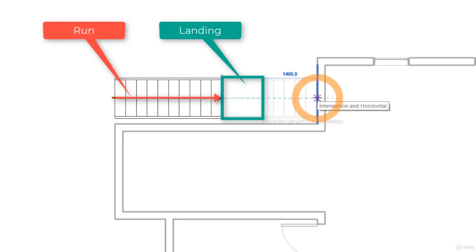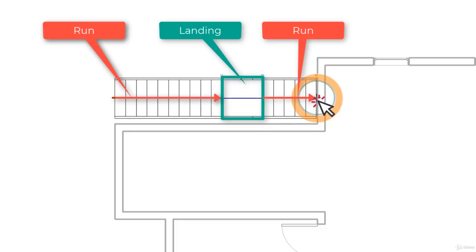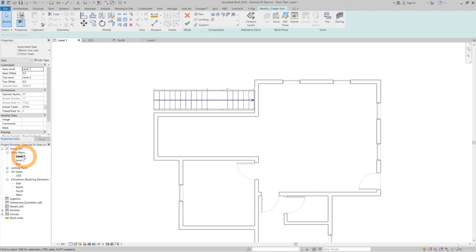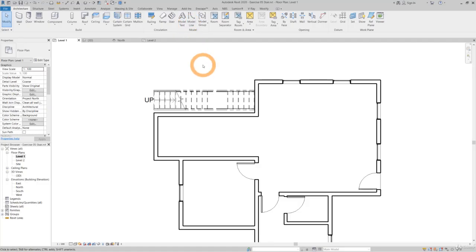Again, I'll move my mouse over to the right to set the direction and length of the second run. Notice how when the remaining number gets to 0, the run cannot be any longer. Left click my mouse at this point, and the second run and intermediate landing are created. By clicking the green tick, Revit creates the complete 3D geometry for the stair and landing.